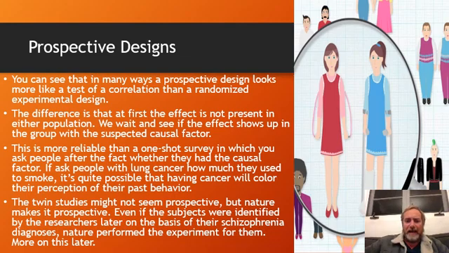Now, you may be asking, what's prospective about this? They didn't actually do that, right? They didn't identify these twins at birth and then wait to see if they developed schizophrenia, right? They went through hospital records, found people with schizophrenia, and then looked backwards. More on this later. We'll explain why this is still prospective in a moment.